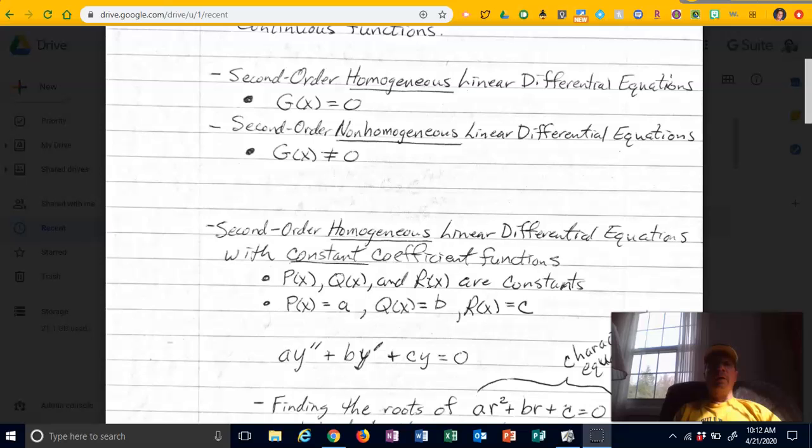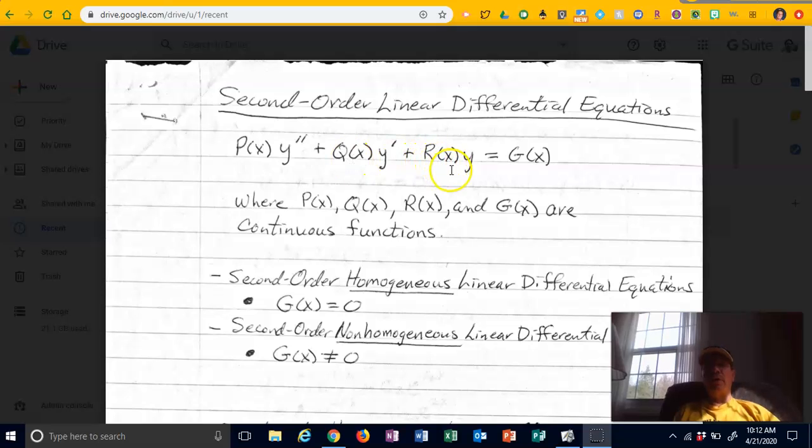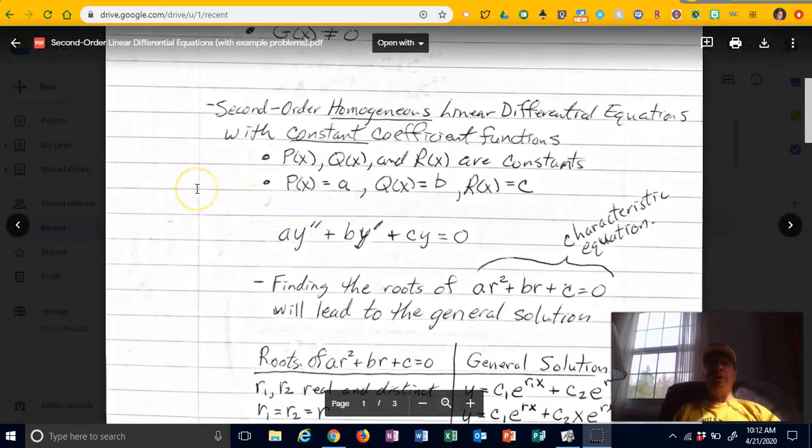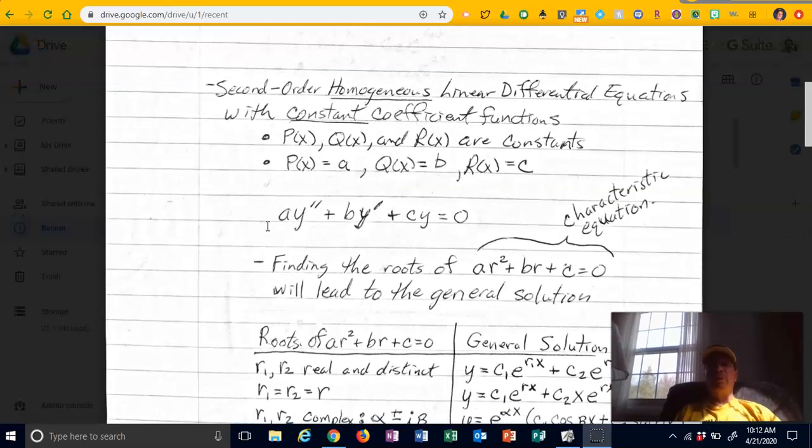All right, and then we're going to break it down even further. Instead of p of x, q of x, and r of x being expressions in x, we're going to look at what happens when they are just constant coefficients. So in other words, p of x is going to be some number a, q of x some number b, and r of x some number c. So here's the type of second order linear homogeneous differential equation we're going to look at: a y double prime plus b y prime plus c y equals 0.